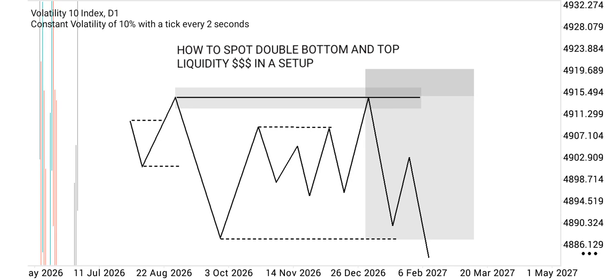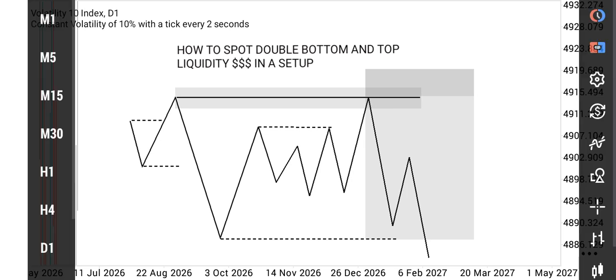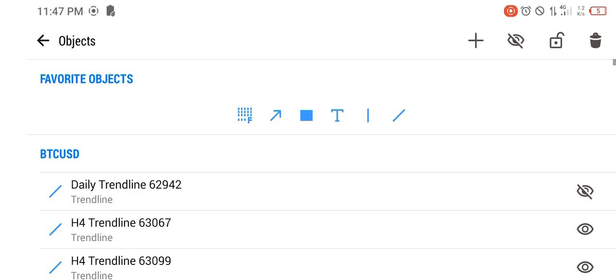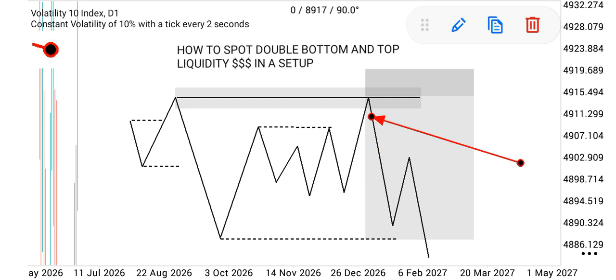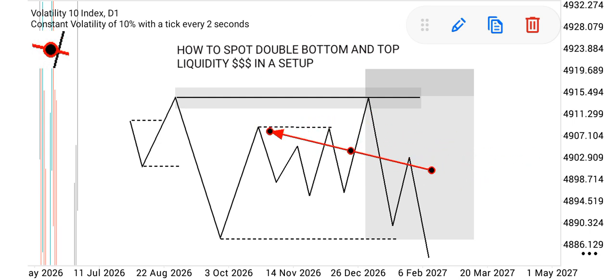So this is how I got my double top liquidity. Yes, this is my double top liquidity. So how do I get my double top liquidity? Understand the trend of the market first. The trend is a downtrend. So I got my sweep of liquidity.